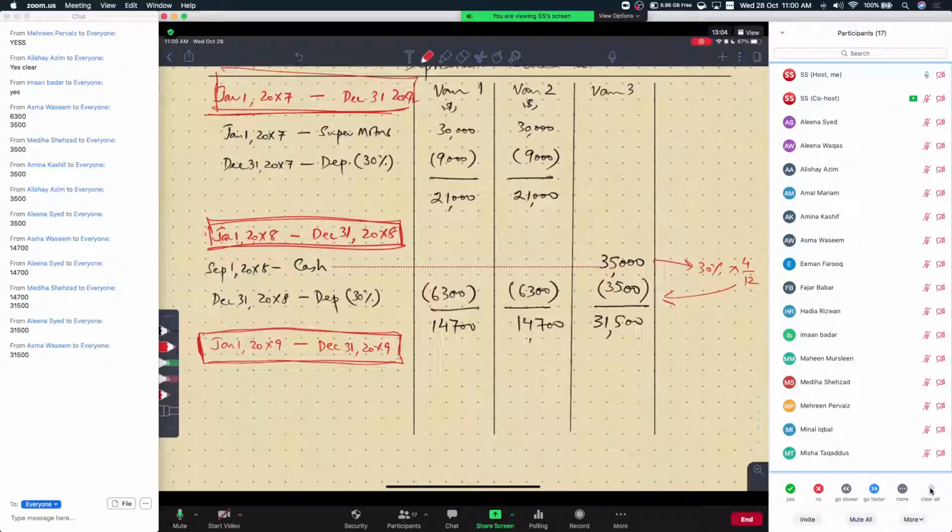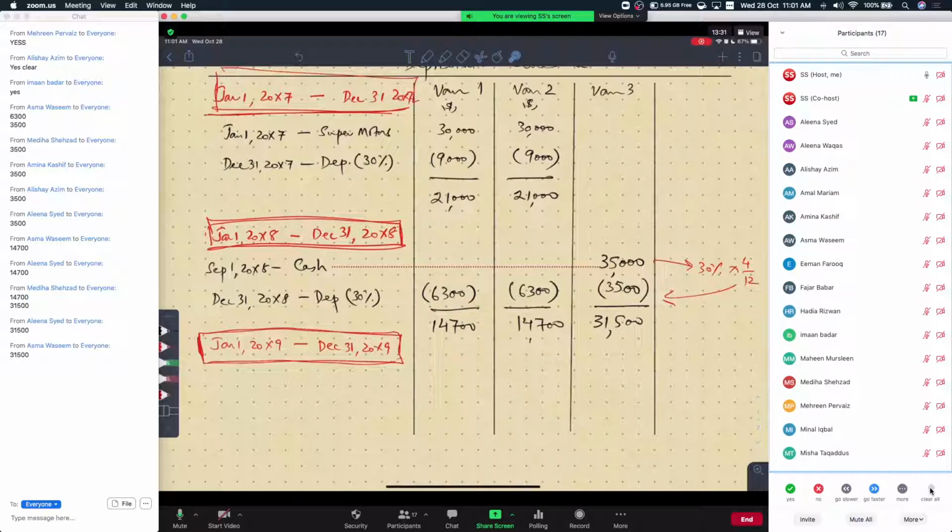So on 30th of June 20x9, we don't have to add another column because we are not adding a fourth van to our fleet. In fact, one of these two vans, van 1 and van 2, is sold. Let's assume van 1 was sold. It doesn't matter whether you choose van 1 or van 2 because they were both bought on the same date, 1st of January. So if this van was sold, 14,700.